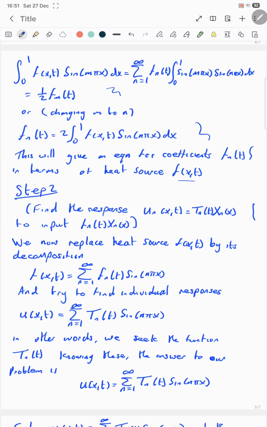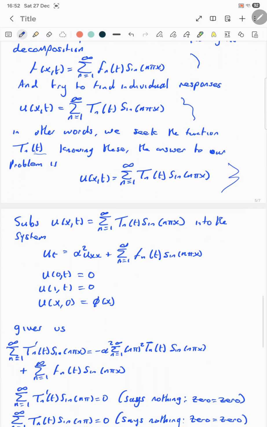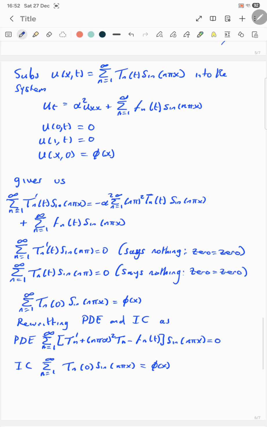Now step 2, we find the response u n of x of t equals T n of t X n of x to input this here. We now replace the heat source f of x of t by its decomposition here, and we try to find individual responses. In other words, we seek the function T n of t, knowing these. The answer to our problem is here. Now substitute u of x of t equals the sum n equals 1 to infinity of T n of t sine n pi x into the system. We get this here, which gives us this.